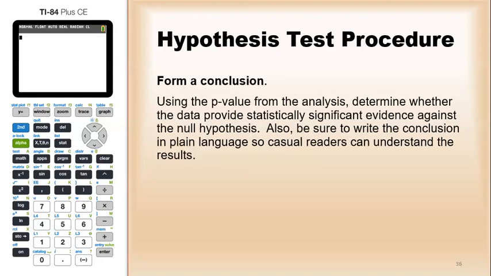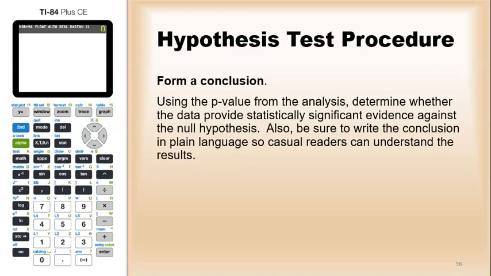And then from there, we'll form a conclusion. Using the p-value from the analysis, we'll determine whether the data provides statistically significant evidence against the null hypothesis. That is, statistically significant basically means, can we rule out random chance? If we reject the null hypothesis, we're saying that random chance is not the likely explanation. If we fail to reject the null hypothesis, we're saying that random chance is plausible, so we should keep the null hypothesis until we have more evidence.